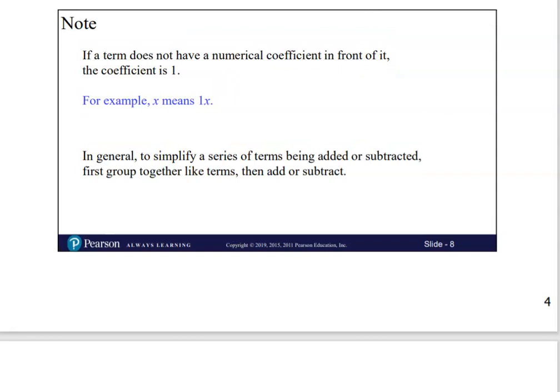If a term does not have a numerical coefficient in front of it, the coefficient is 1. For example, x means 1x. Okay, and if you ever see negative x, that means negative 1x. Okay, so in general, to simplify a series of terms being added or subtracted, first group together like terms, then add or subtract.